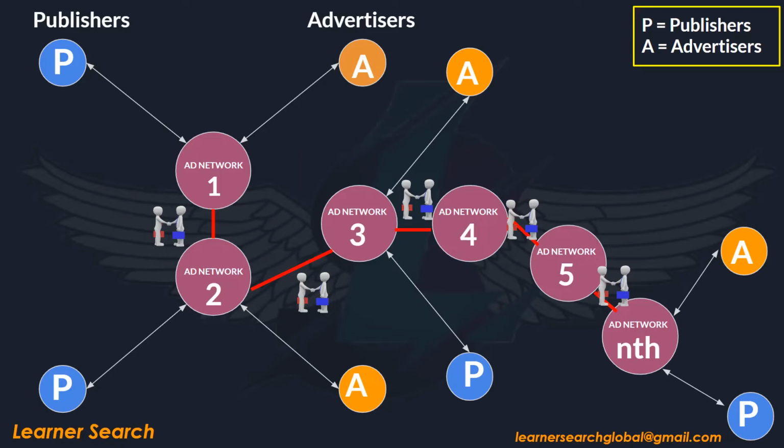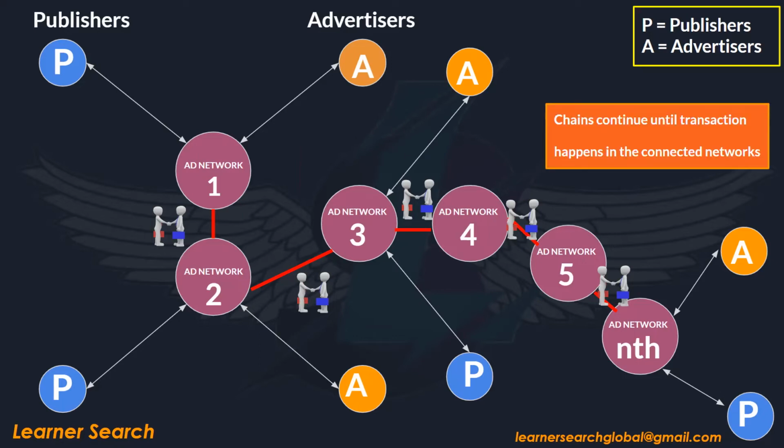So this is how the daisy chain works for ad networks. Did you understand the concept? Great. As shown here, the chain continues until a transaction happens in the connected networks. The impression keeps getting sent from one to another. Finally, the impression gets sold, right? So in this way, whatever impression is unsold in any part of the network, it tries to sell to other networks and makes business. And one more point to add here.